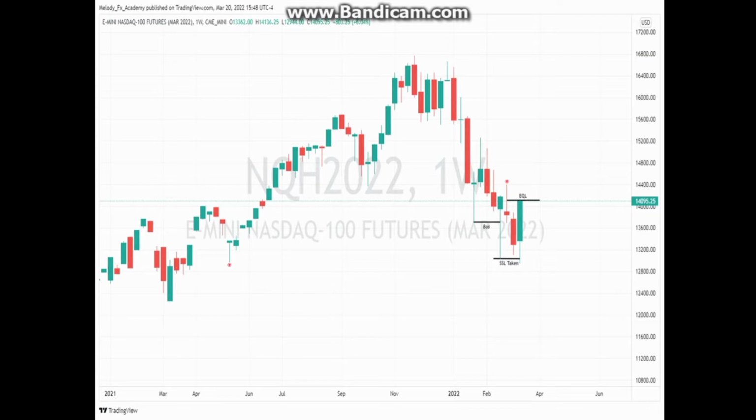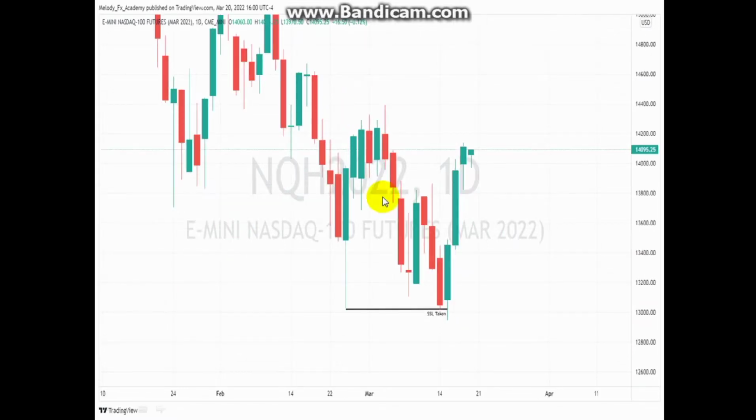Okay, so let's get down to the business of the day. Now this is the daily time frame. This is the E-mini Nasdaq futures contract, March contract. Now we are going to be looking at order flow. This is that old weekly low that got smashed and taken out.